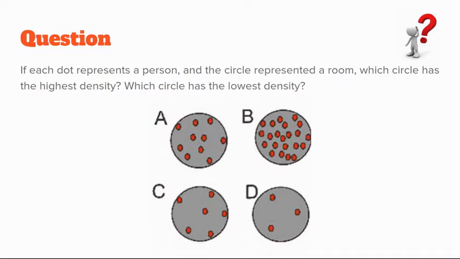Now, if each dot represents a person and the circle represents a room, which circle has the highest density of people? Would it be A, B, C, or maybe D? Hopefully you selected B, because there are a lot more people in that room than the others, so it has the highest density. Which circle do you think has the lowest density? Hopefully you selected D, because D has the fewest people in the same size room as the others.